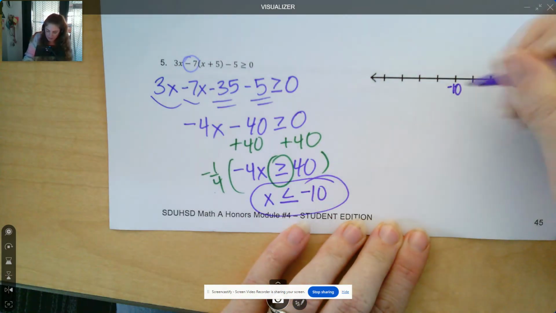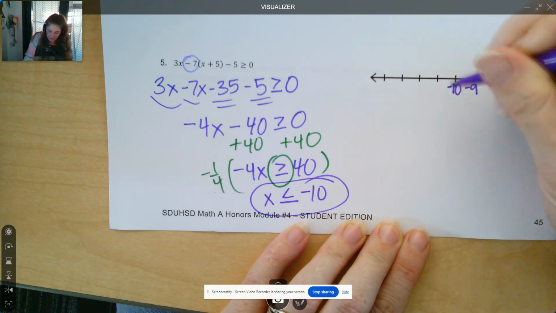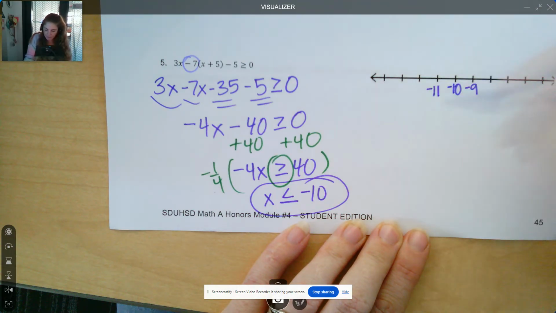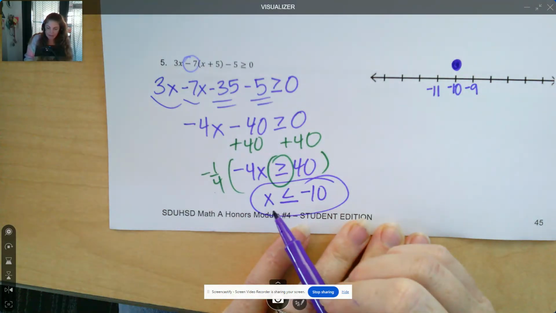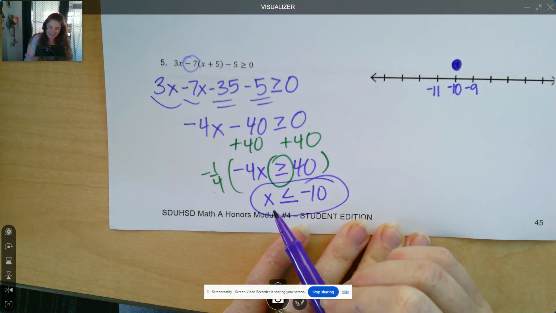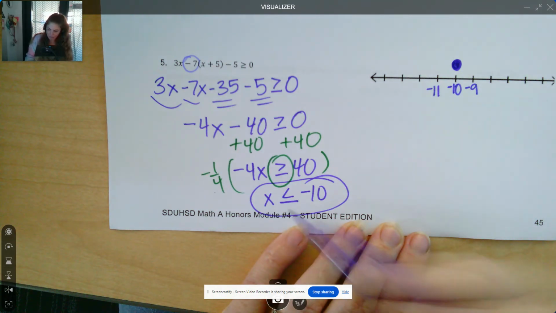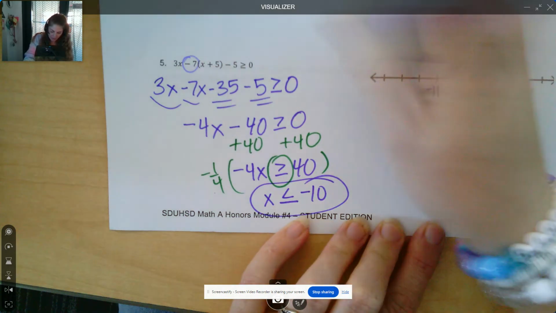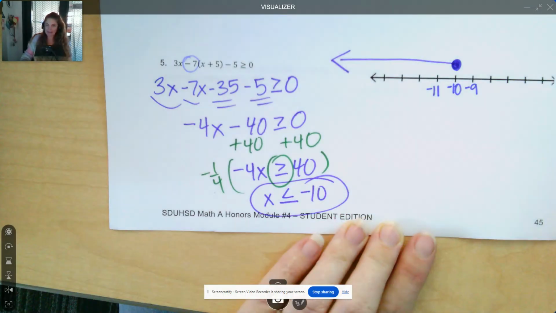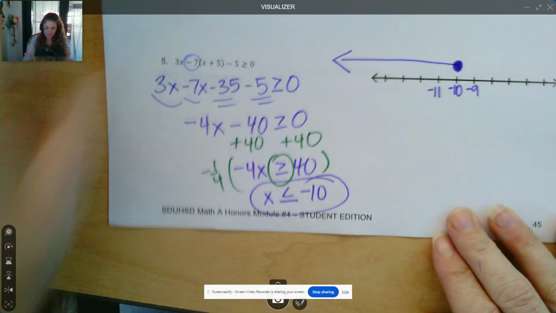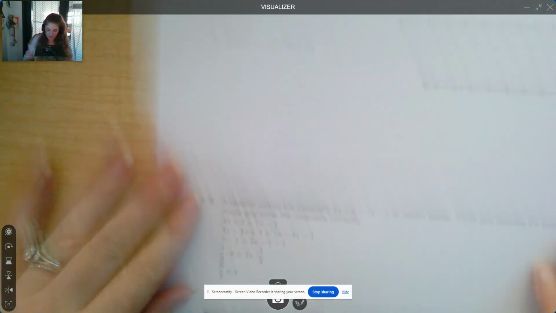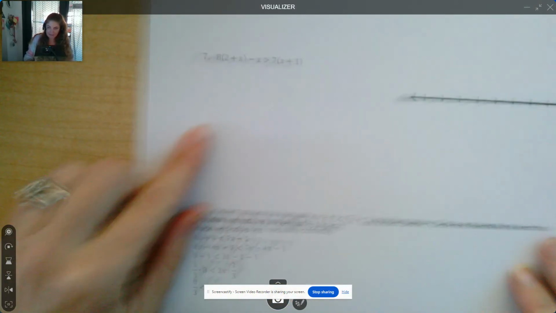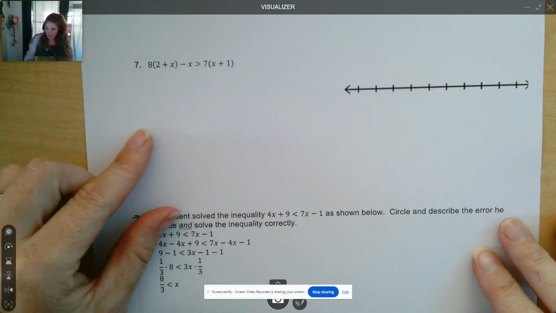1 greater than -10 is -9. 1 less than is -11. Careful with those. I have a closed circle because -10 is included in my boundary. The boundary number is included in my solution set. It makes it true, and so do all numbers that are less than -10. Perfect. Good job there. And we're going to take a look at 7 on the next page.